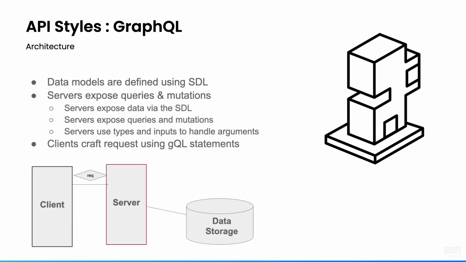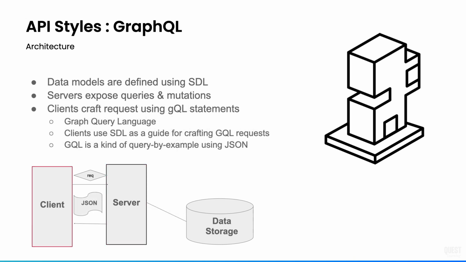So servers expose whatever stored data they have through the schema definition language. They can expose queries as well as mutations. Queries are read-only requests, mutations are update requests. And servers use types and inputs to handle the arguments for either types for queries or inputs for updates. Now, the GraphQL language is really JSON. It's sort of a JSON query by example object. It'll make sense to you when we see the first example.